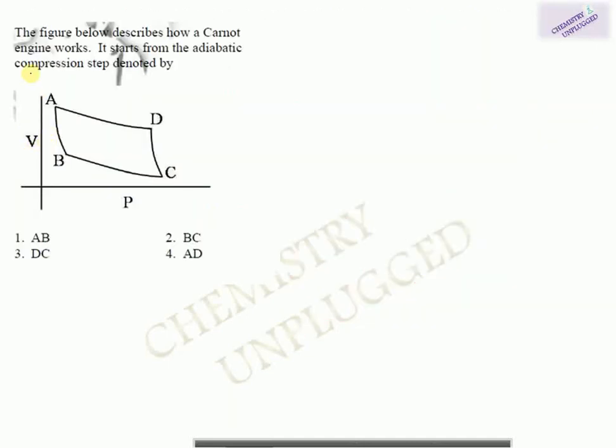Then we will move to the next question, and this is: the figure below describes how a Carnot engine works, and it starts from the adiabatic compression step denoted by. So this question is about the Carnot engine. First we will take the Carnot cycle and see how it works. It is a standard graph between pressure and volume for the Carnot cycle, and it involves 4 steps.